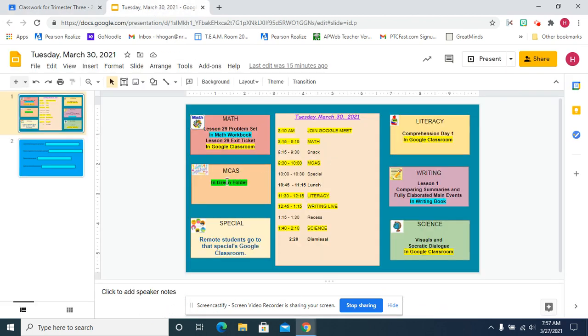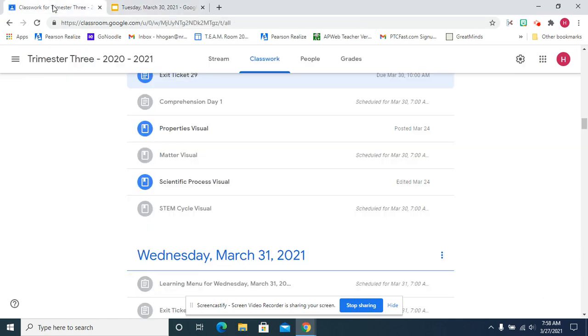After snack, we're going to work on MCAS. I will find out what passage we're going to be reading. I don't have it at my fingertips, but it will be a wonderful one. After special and lunch, we have comprehension day 1.